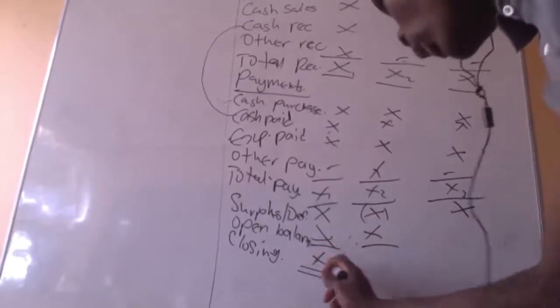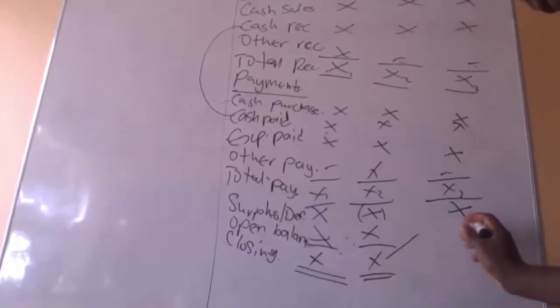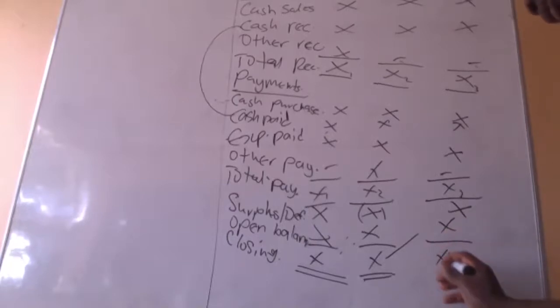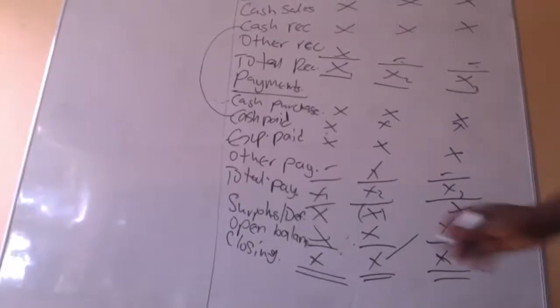Let me do it well. So something like this. You push it here, you get your open balance, then you are done. So this is how the cash budget is being prepared.